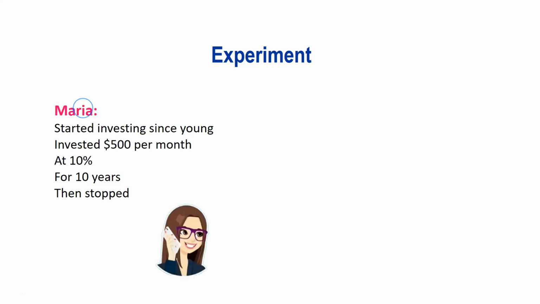Another example, let's do an experiment. Let's imagine that we have two individuals. We have Maria, who started investing since a young age, like your age. Just imagine you've graduated, you've got your first job, and you started investing £500 per month at 10% for 10 years, and then you stop. This is all you do. At the early age, you've just invested £500 per month. So between, let's say, 22 years old and 32 years old.